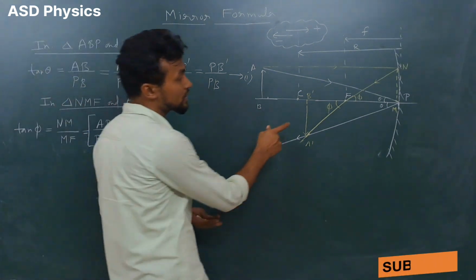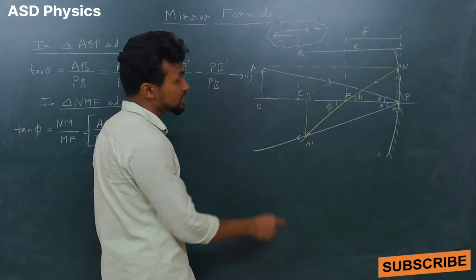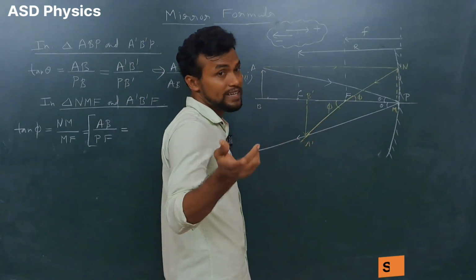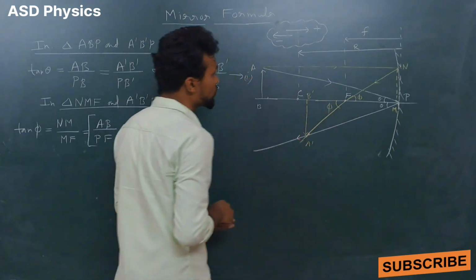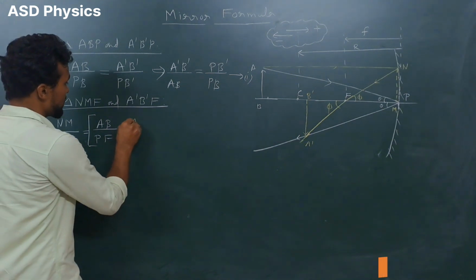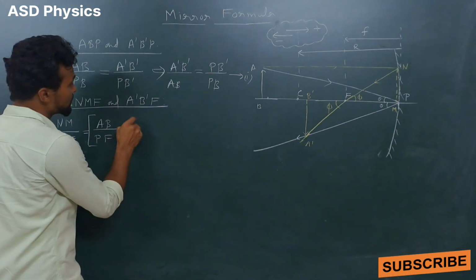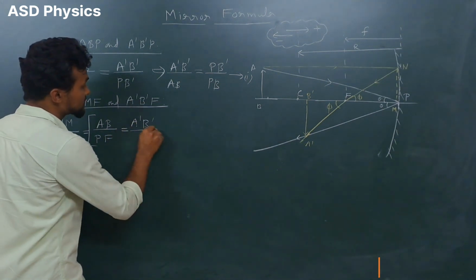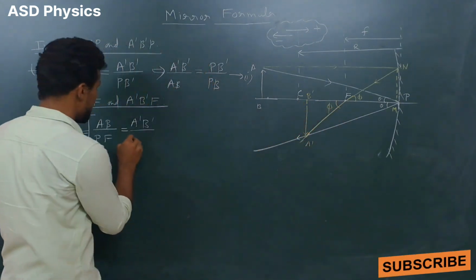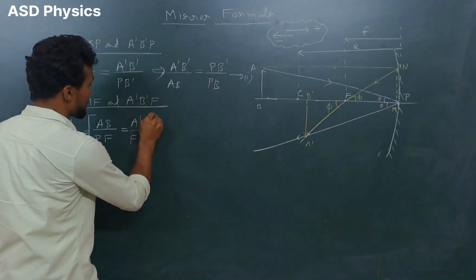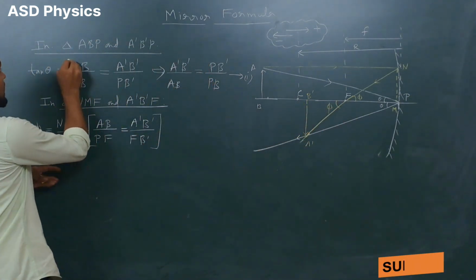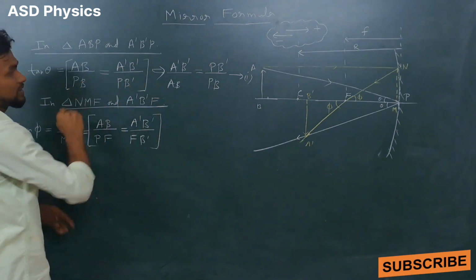After that we will see one more triangle here. What is tan phi here? Opposite by adjacent. So A'B' by FB'. This one we have got. Here also I can put it into brackets. These are the main conditions we have got.